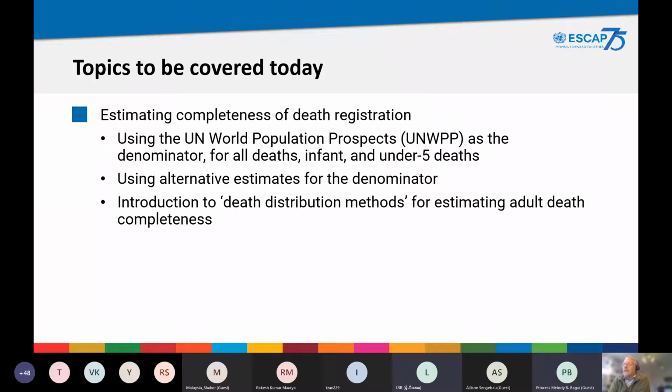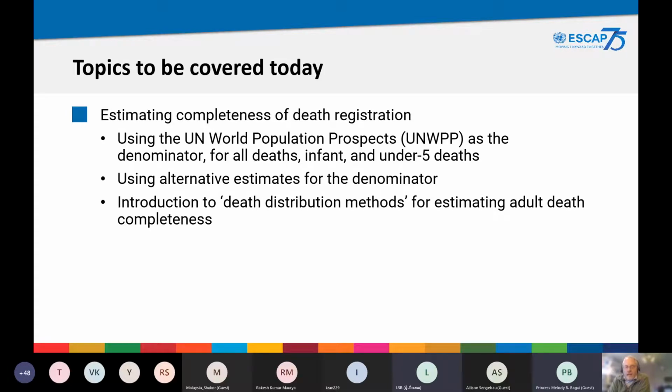We're going to be looking at using the UN World Population Prospects as the denominator for all deaths, infant deaths, and under-5 deaths, and using alternative estimates for the denominator from other sources, estimates of the true number of events, the true deaths which are occurring.